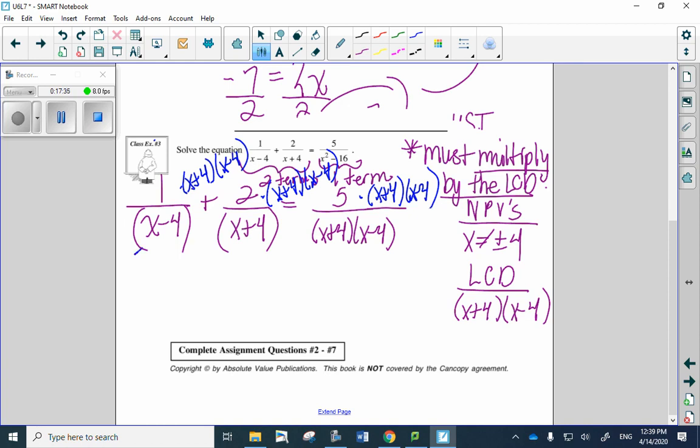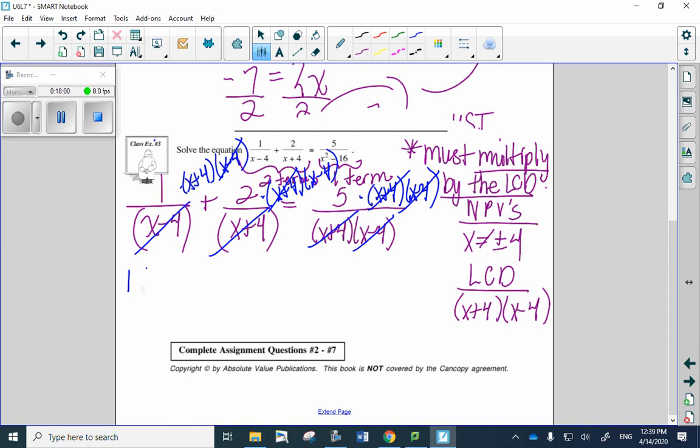Well, I can cancel out x minus 4 on the bottom and x minus 4 on the top. In the second fraction, I can cancel out x plus 4 on the bottom and x plus 4 on the top. And in the third fraction, I can cancel out both x plus 4 and x minus 4 on the bottom and x plus 4 and x minus 4 on the top. The whole point of doing this was to get rid of the denominators. So now write what you're left with.